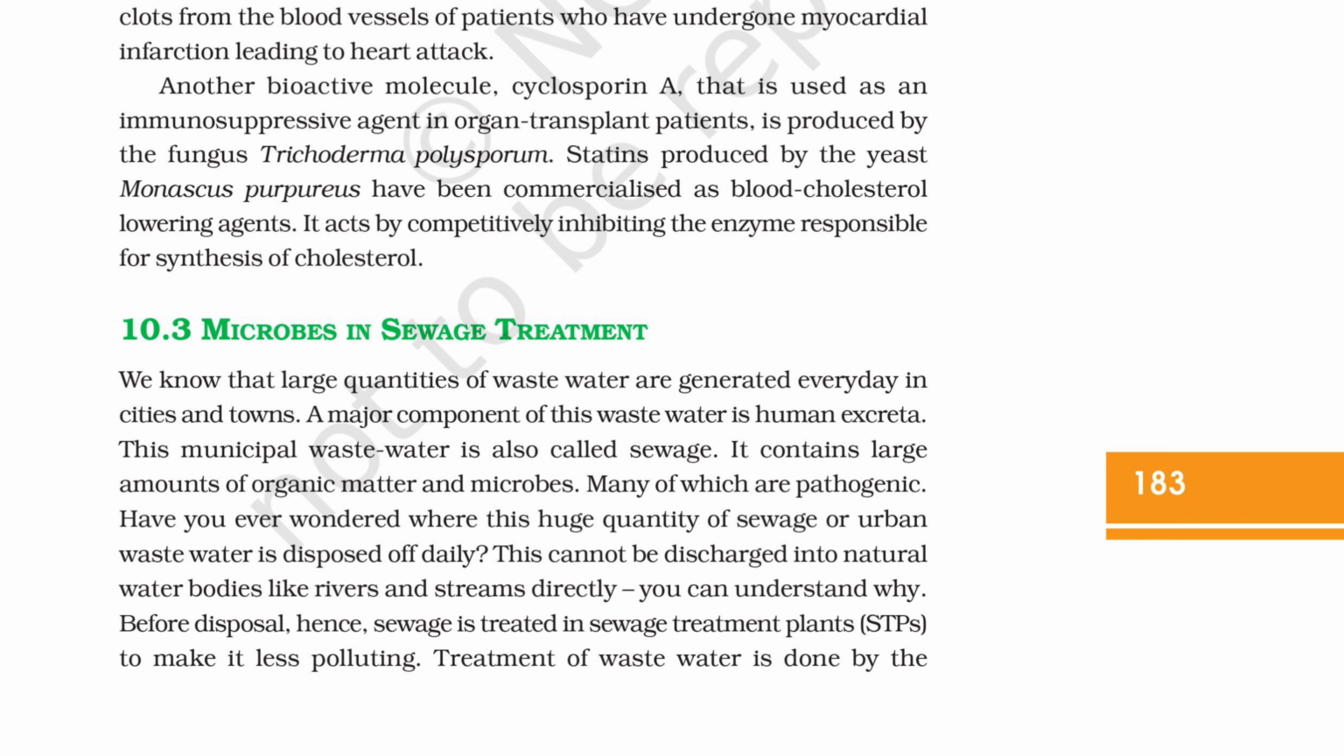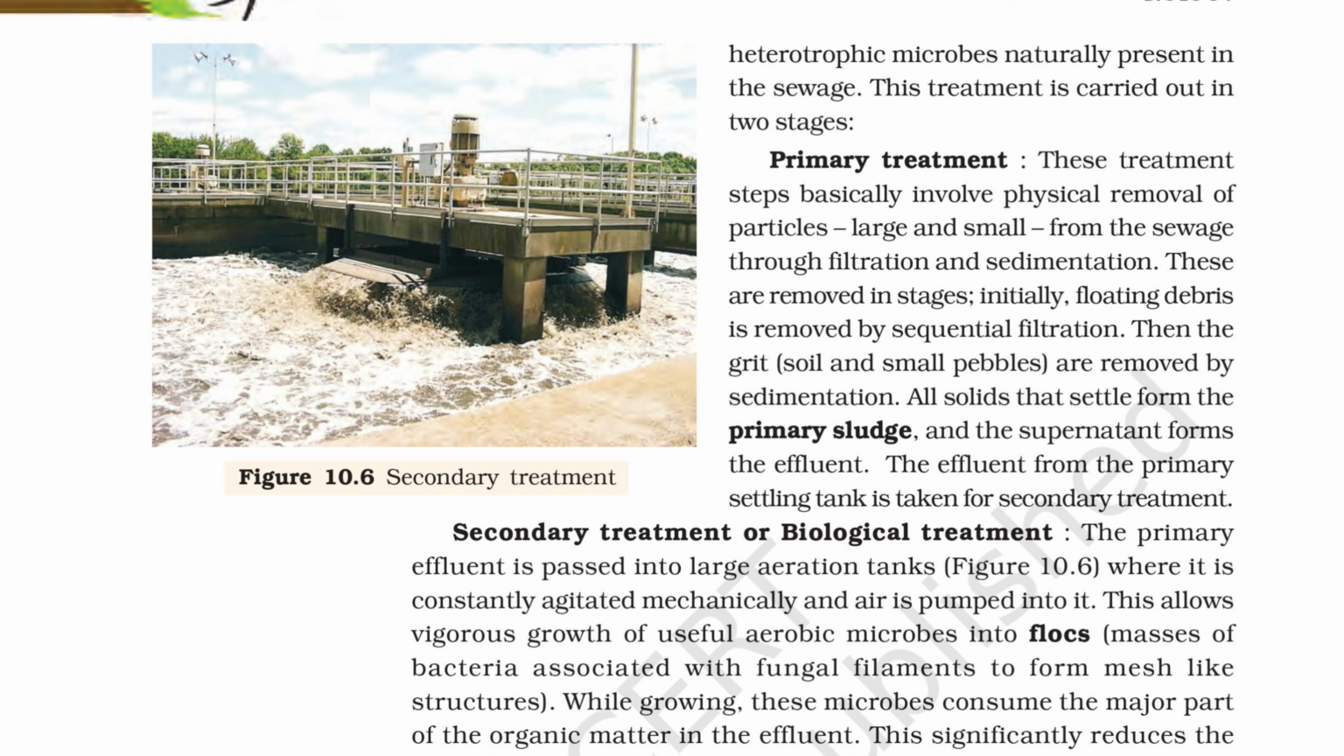Have you ever wondered where this huge quantity of sewage or urban wastewater is disposed of daily? This cannot be discharged into natural water bodies like rivers and streams directly. You can understand why. Before disposal, hence, sewage is treated in sewage treatment plants, STPs, to make it less polluting. Treatment of wastewater is done by the heterotrophic microbes naturally present in the sewage. This treatment is carried out in two stages.